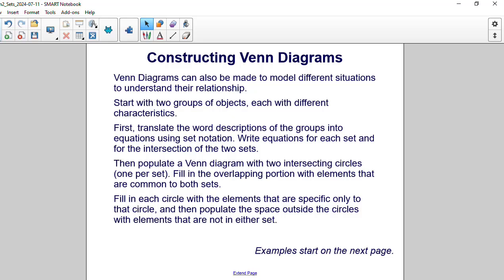First, translate the word descriptions of the groups into equations using set notation. Write equations for each set and for the intersection of the two sets. Then populate a Venn diagram with two intersecting circles, one per set. Fill in the overlapping portion with elements that are common to both sets. Fill in each circle with elements that are specific only to that circle, and then populate the space outside the circles with elements that are not in either set.